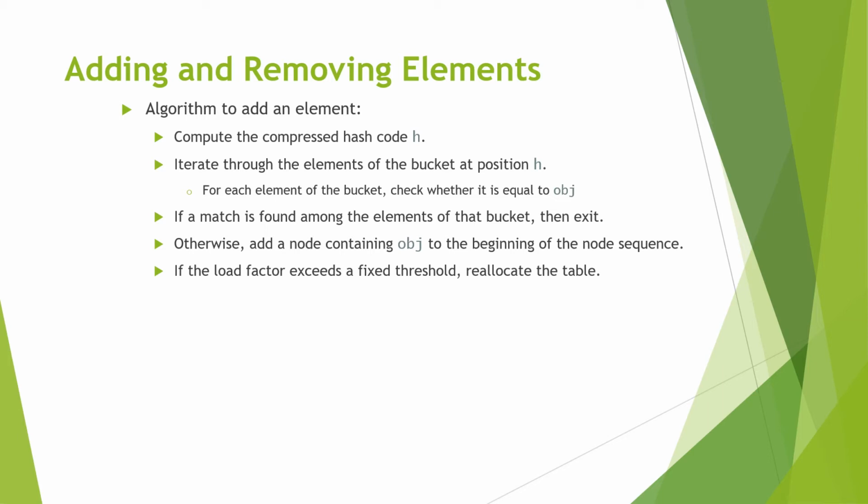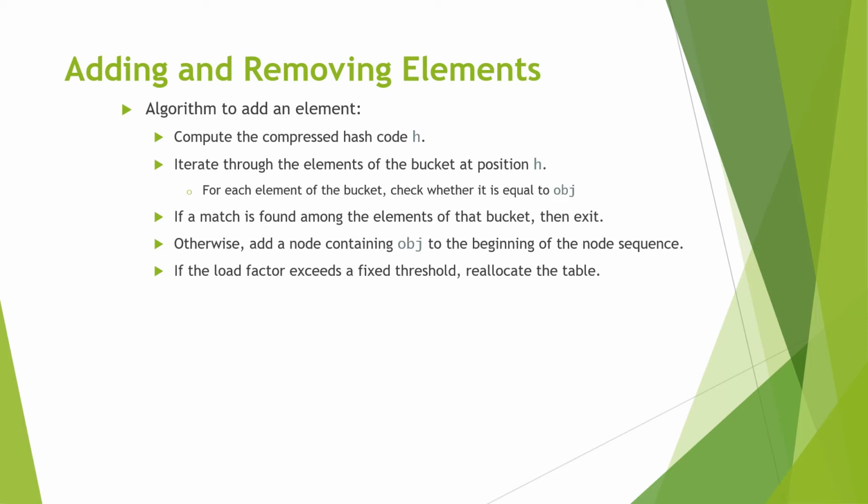The first thing we need to do is to compute the compressed hash code, which means that we calculate the hash code and find the remainder of the hash code when it's divided by the length of the bucket list, or the array list containing buckets. Then the next step is to iterate through the elements of the bucket at position h, because we know that the element that we're going to add should be placed in the bucket at position h, because its compressed hash code is h. You cannot place it in any other bucket.